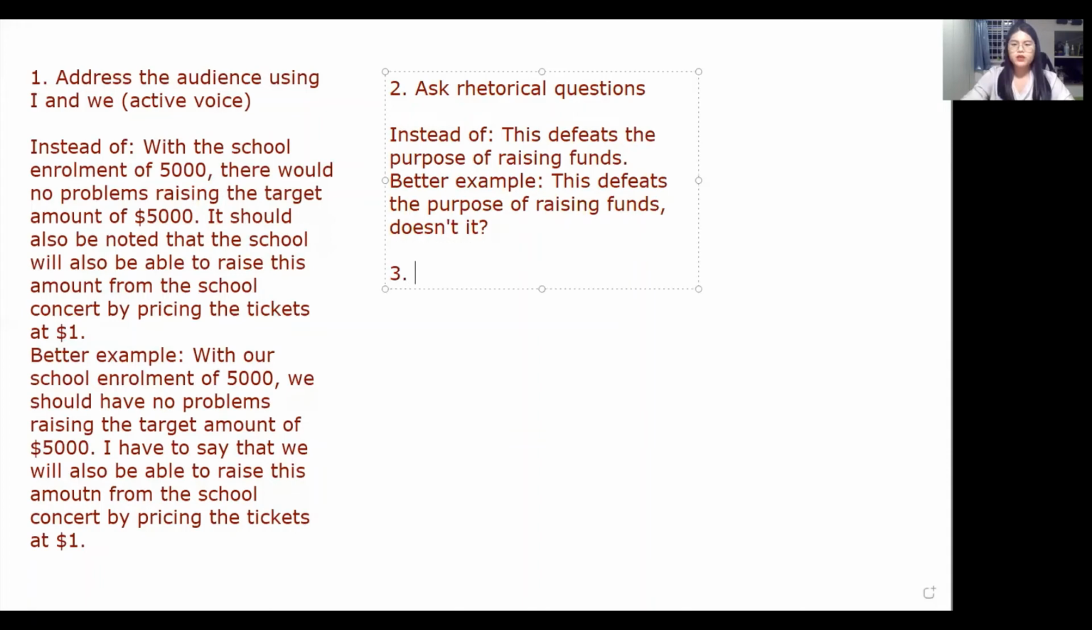And the last tip I would give is use imperative sentences. Imperative sentences, right? Imperative sentences are sentences that go more directly to getting your point across and urging your audience to do something.